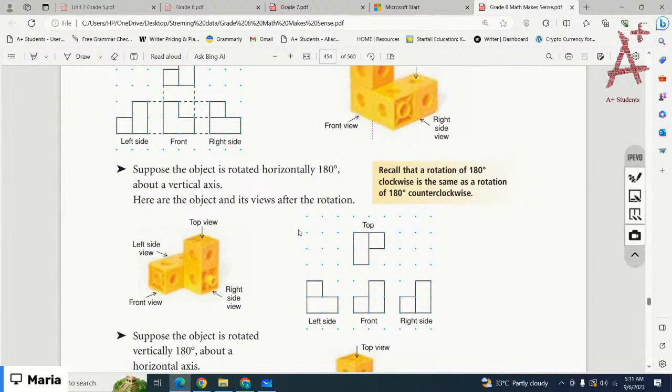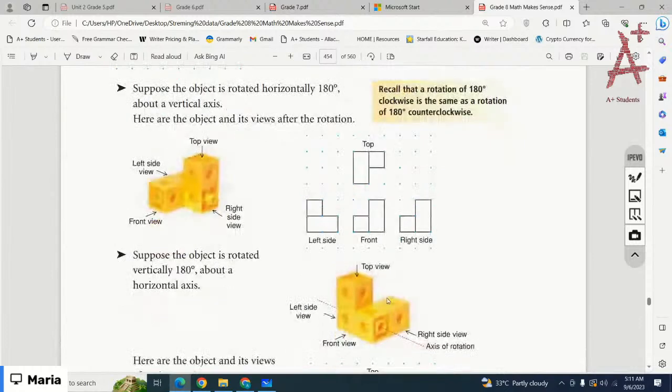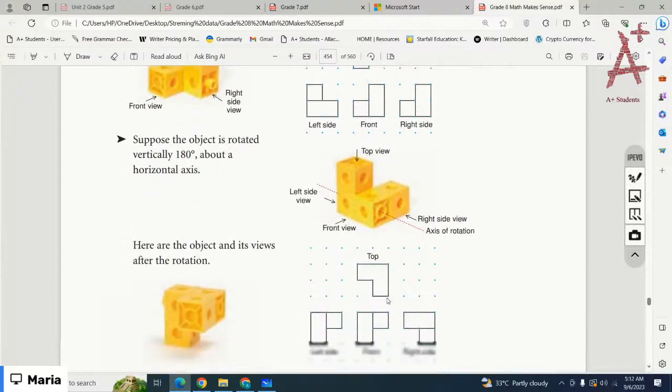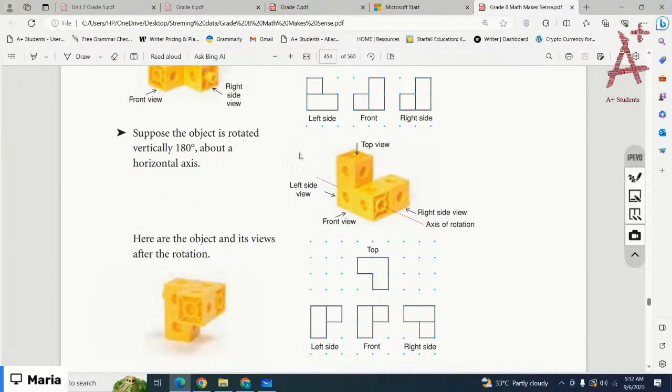Now the views are this one, that is the top view, that is the left side view, that is the front side, and that is the right side view. When you rotate, the views also change. Suppose the object is rotated vertically 180 degrees about a horizontal axis. So now you're going to move vertically, either in this direction away from you or towards you. Here is the object and its views: top view, left view, front view, and right side.